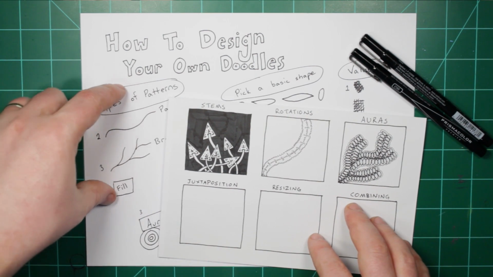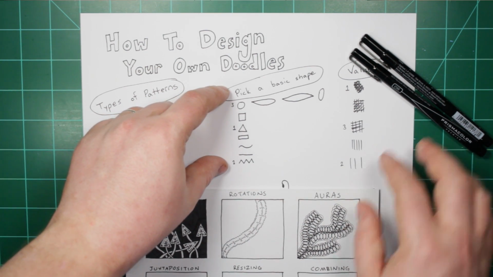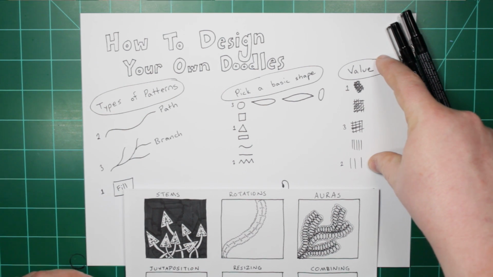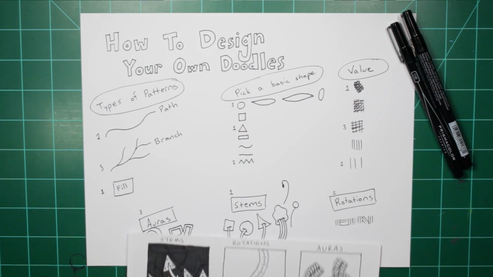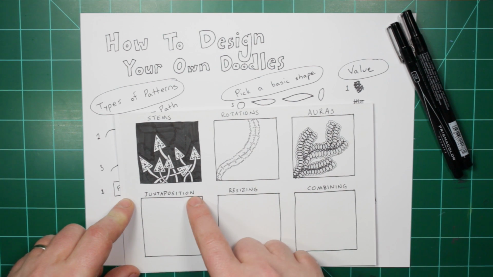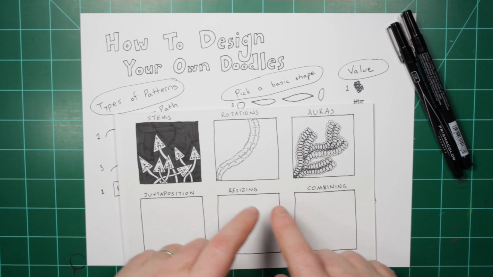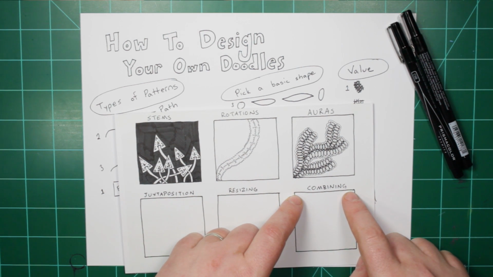Today, we want to keep on the same idea of using the three different types of patterns, each one with a basic shape and its own value. But instead of using these three tools, today we're going to use juxtaposition, resizing, and then combining several tools together.